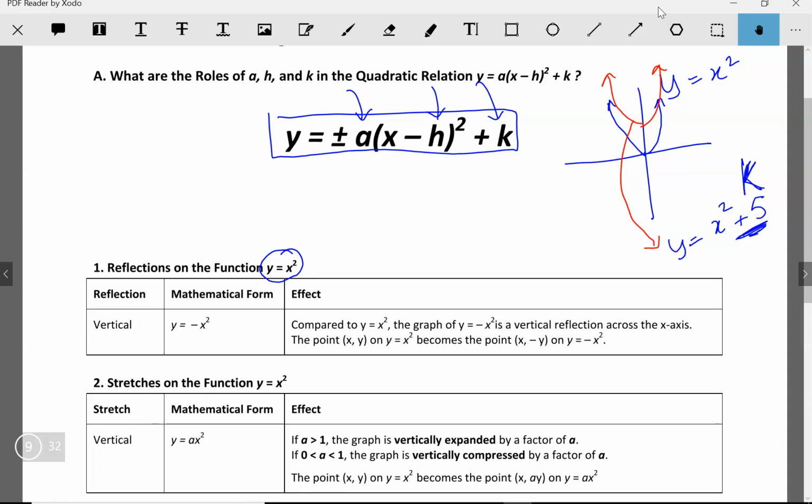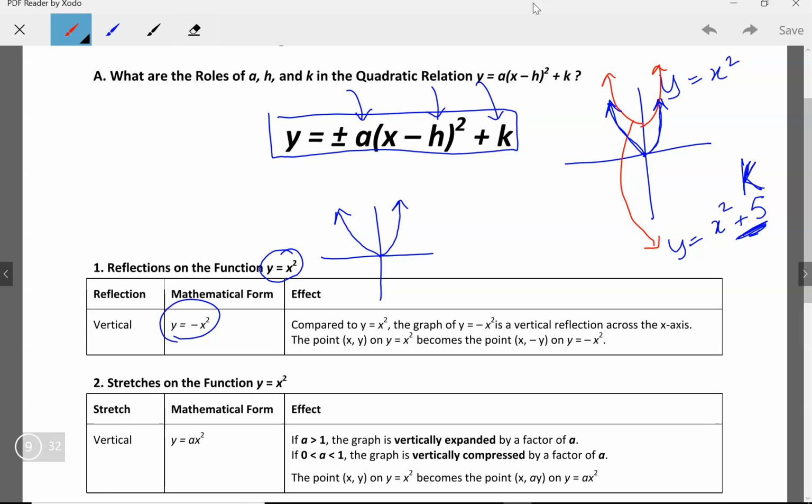The idea here is that if the a value is positive, your graph looks exactly like the original y equals x squared graph. So this is a positive a value. If you have a negative a value, y equals negative x squared, like this graph, as we'll remember from our first video, it looks like this.